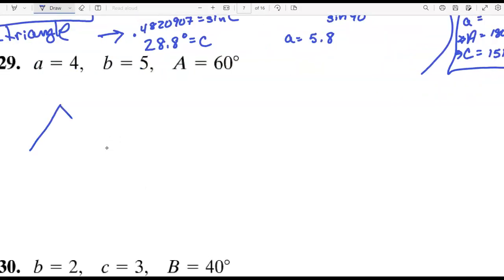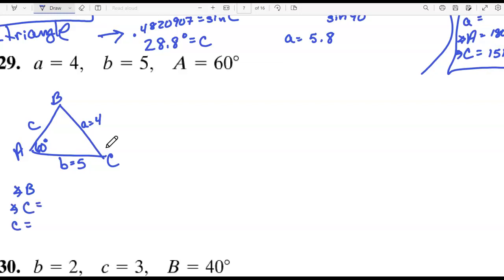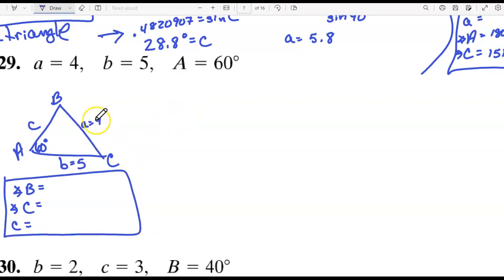So let's start by drawing a picture. So ABC, angle A is 60, side A is 4, side B is 5, and we don't know side C. So what do we need to find? We need to find angle B, we need to find angle C, and we need to find side C. So I'm going to put all the stuff in a box. Now, once again, this is side-side-angle. So we got to think about all possibilities. That's the one that's going to give us problems.